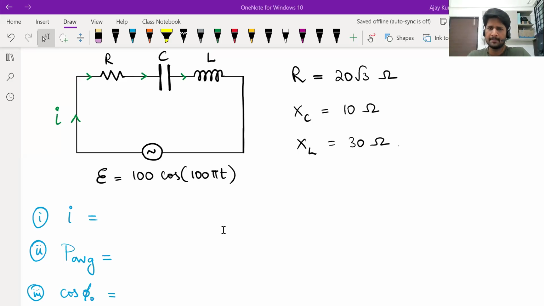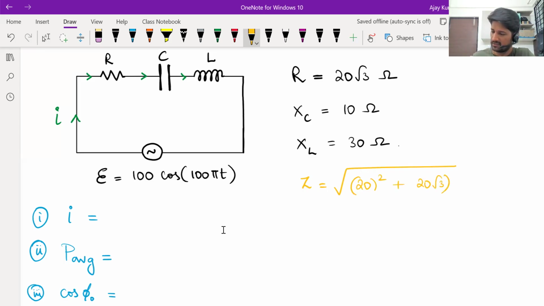20 root 3? How did you get that? What's the formula for Z? Square root of XC minus XL whole square plus R square. How much is XC minus XL? 10 minus 30, minus 20. Then 20 root 3 whole square. It's not just 20 into root 3 square. So XC minus XL whole square is 20 square plus R square is 20 root 3 whole square.